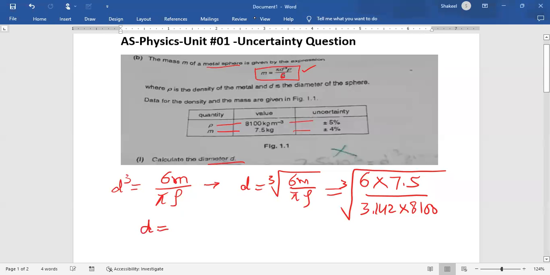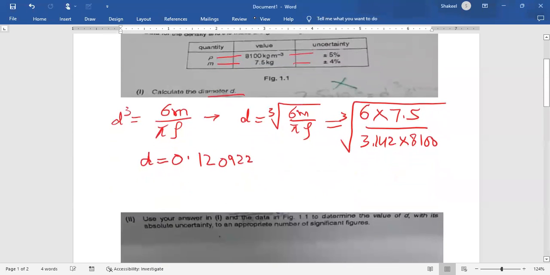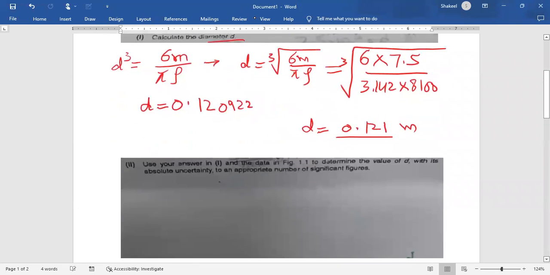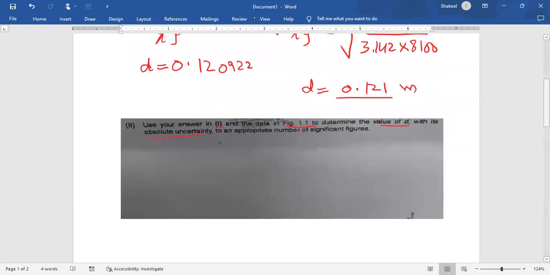When you solve it, the answer you get is 0.120922. And of course, you have to round it off. So your answer is 0.121 meters. So that's the answer. The next part is you have to use your answer in part one and the data in the figure to determine the value for D with its uncertainty to an appropriate number of significant figures. So actually you have to write the diameter along with its absolute uncertainty.